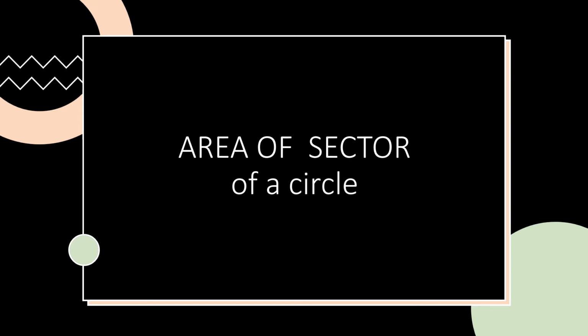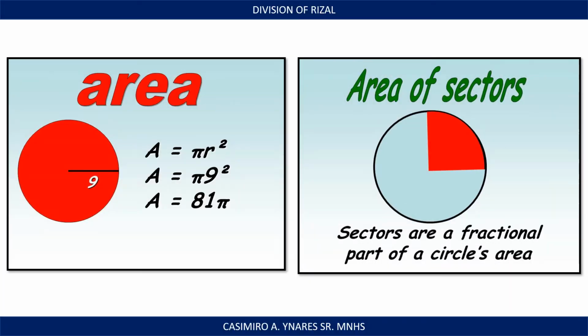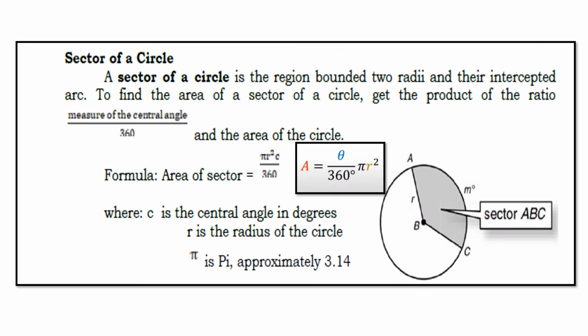Area of a sector of a circle. Dito kailangan natin malaman kung ano ang formula ng area. So, we have the area is equal to pi r squared. If the given radius is 9, we have the area is equal to pi 9 squared, so we have 81 pi as our area. Area of sectors are the fractional part of a circle's area. Kumukuha tayo ng part ng circle, for example, ng pizza pie. So, we're going to find out the area of the sector ng pizza na kinuha mo.